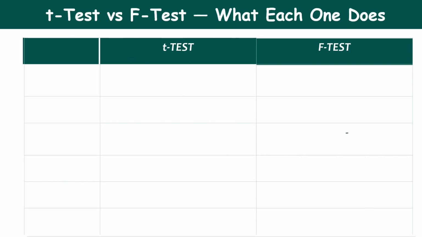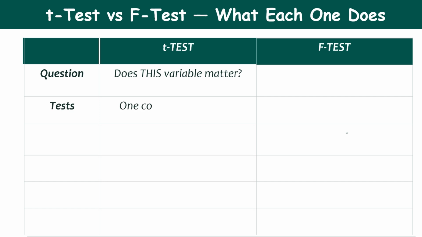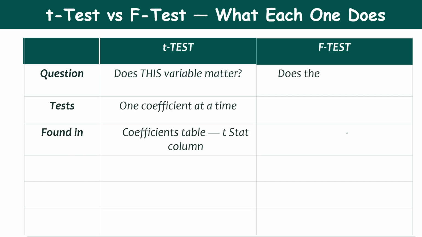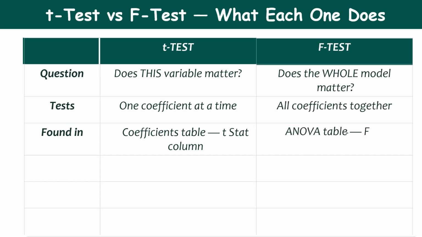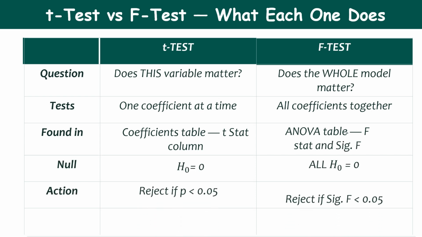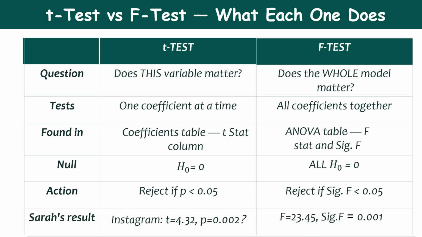Let me put t-test and f-test side by side. T-test shows whether this variable matters, one coefficient at a time, found in the coefficients table. On the other hand, the f-test shows whether the whole model matters, all coefficients together, found in the ANOVA table. Both use the same rule. P less than 0.05 means reject H0. Always run the f-test first.